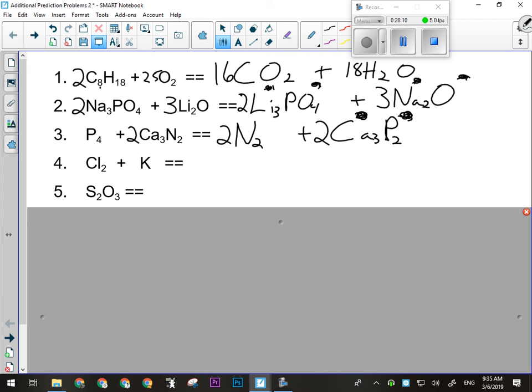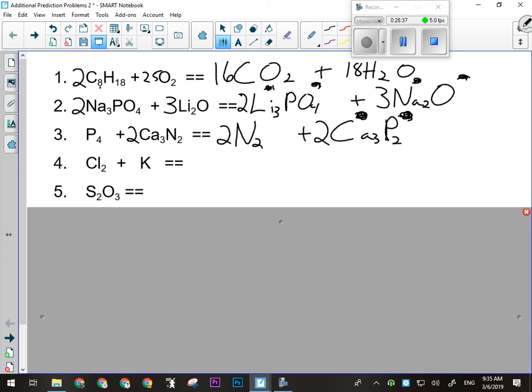All right, how many people are done 4 and number 4? All right, how many people are done 5? Let's have a look at those 2 then. So number 4 here, I've got chlorine reacting with potassium. Element reacting with another element, so that is what kind of reaction? It's a synthesis reaction. What kind of compound is it going to make? Ionic. Okay. Potassium's a metal.